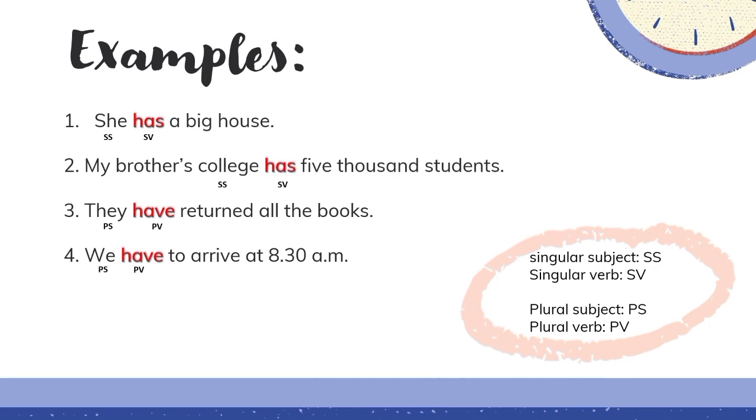Number 3. They have returned all the books. So here, they is plural subject, so you have to use have because it is plural verb. Number 4, we have to arrive at 8:30 a.m. So we is plural subject and have is for plural verb.